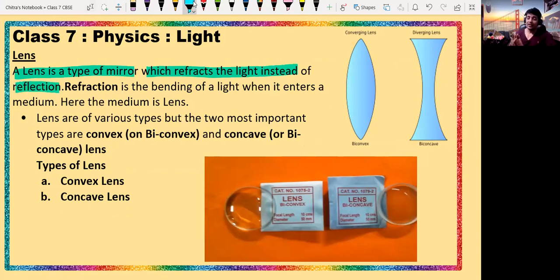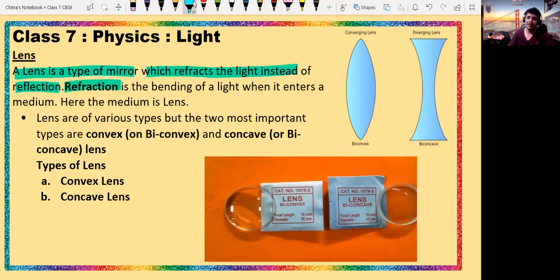See, a mirror is used to reflect the light. That means when light rays are incident on the mirror, then it reflects back into the same medium. This is the reflection of light. But what is refraction? When light rays are incident on the lens and it changes its original path, it deviates from its original path, and that is called refraction of light. So refraction of light takes place by the lens.